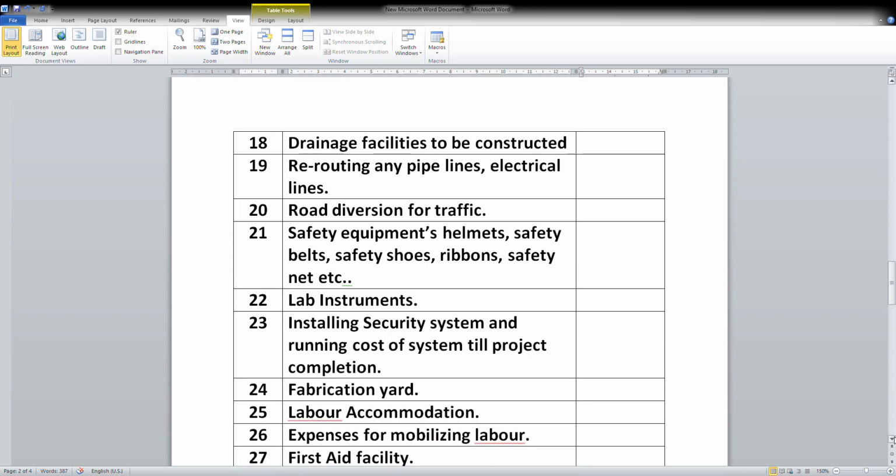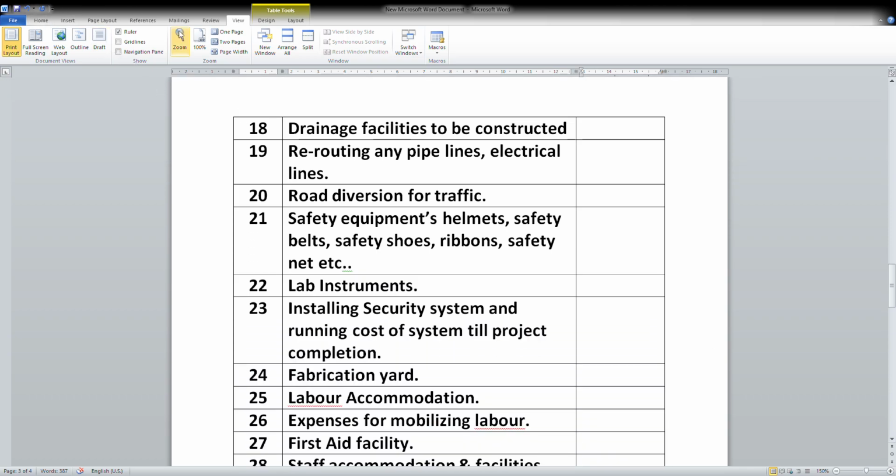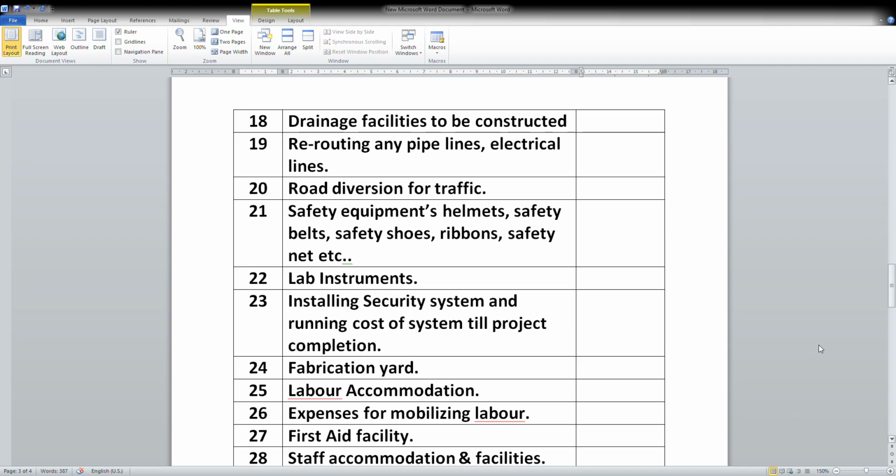Another item is drainage facilities to be constructed. If the site falls in rainfall areas, you need a proper drainage system so that the works never get affected during the rains. So some facilities and cost have to be worked out and taken here. If any rerouting of pipelines or electrical lines within the site is there, that cost can be separately worked out. Road diversion for traffic, if applicable. If it is not applicable, then there is no cost.